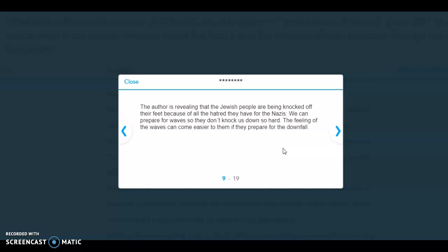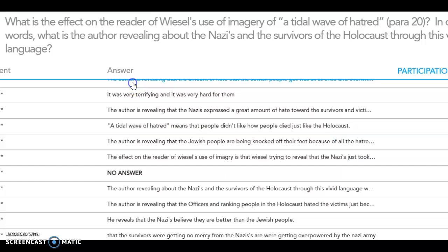The author is revealing that Jewish people are knocked off their feet because of all the hatred they have for the Nazis. We can prepare for waves so they don't knock us down so hard. The feeling the waves can come easier to them if they prepare for the downfall. I really liked this response because it has a deeper analysis. So this person talked about the meaning of that tidal wave of hatred, but then also related it back to the reader to show that impact they had reading this. That we can also learn that although things can be impactful, we need to get back up and try again. And I mean, if someone from the Holocaust can do that and write about it, then hopefully we can too, showing the impact on the reader.